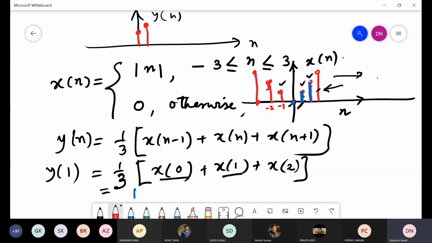In this way, you can continue for other values of n. For n equal to 2, you can find y 2. For n equal to 3, you can find y 3. For n equal to minus 1, you can find y of minus 1. For n equal to minus 2, you can find y of minus 2, and so on. After calculating all these values, you just put the values of y n at different positions here. You will get some value here, some value here. So you will see that in this case the shape of y n is not the exact shape of x n. They have different shapes. Have you got my point? What the shape of the output will be depends on the input-output relationship. So this is one averaging system.